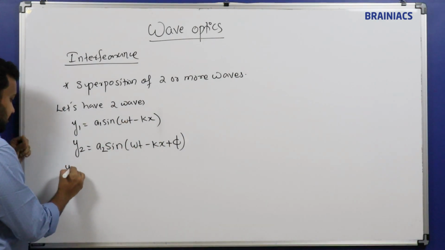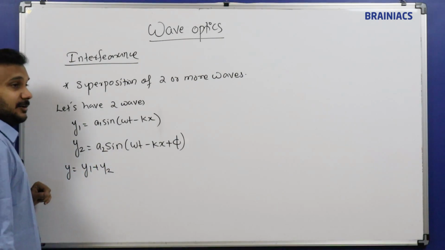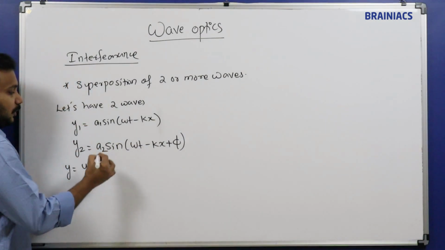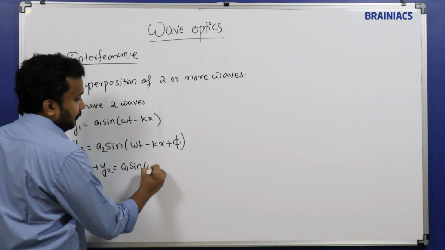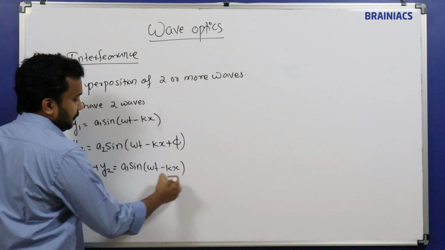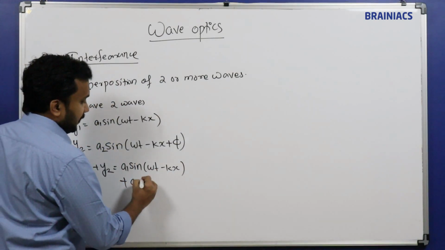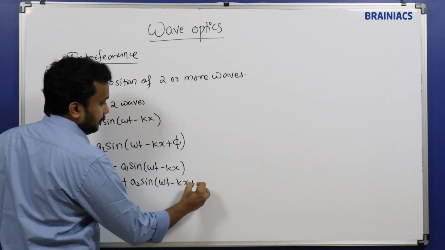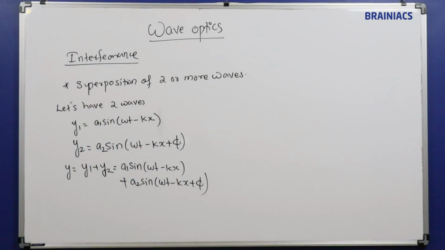So what is the superposition principle? y is equal to the addition of 2 waves. Interference means addition of 2 waves. In a simple way, y = y1 + y2. So we will add these: a1 sin(ωt − kx) plus the second term, a2 sin(ωt − kx + φ). So we are actually adding these two equations, and this is what we have done.